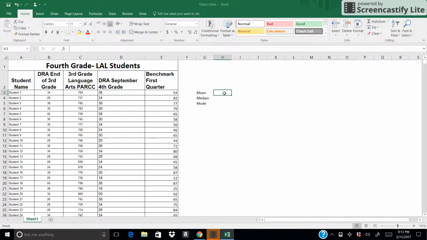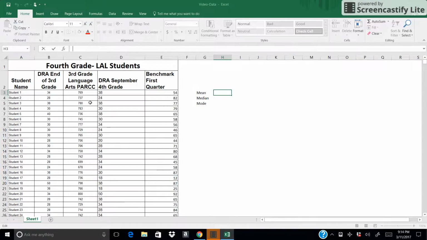The first figure that we're going to calculate is the mean. The mean is the most common average. Actually, in Excel, the formula is average. The mean is the sum of all the numbers or values in a group divided by the total numbers of scores. So in this case, we're looking at the third grade language arts scores, and there are 25 students.